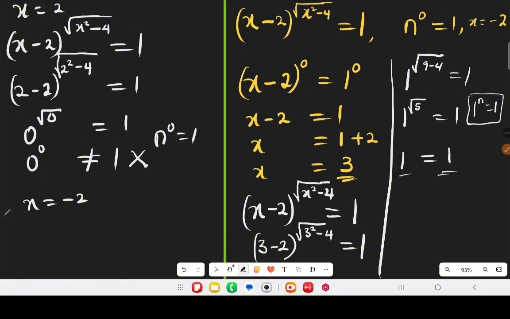Finally, the solution to this equation is x equal to −2, 3 as the solution.